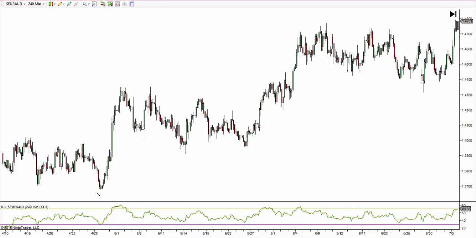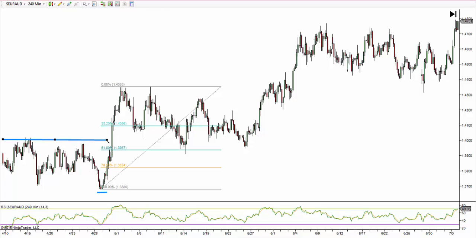So if we use our starting point down here, you've got our impulse leg, swing low to swing high. We're going to add our Fibonacci retracement tool. And what did we notice? What are we looking for? If we know how to read price action, we'll know that our structure level is here.